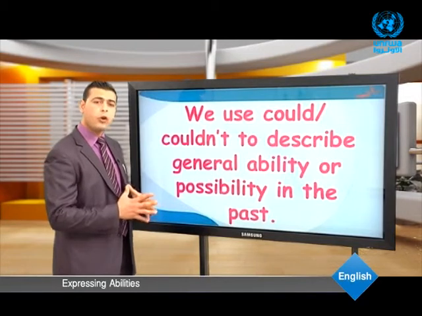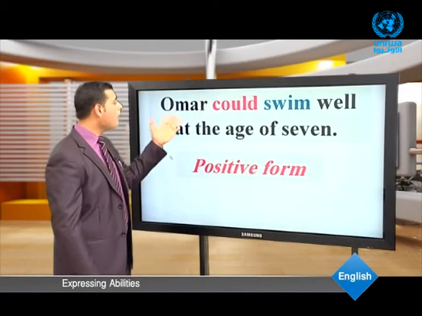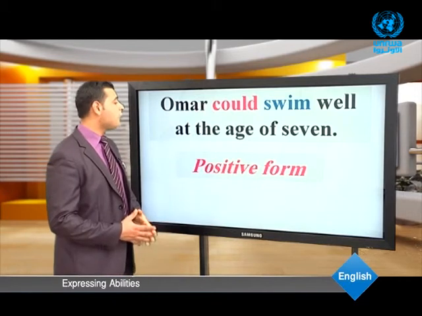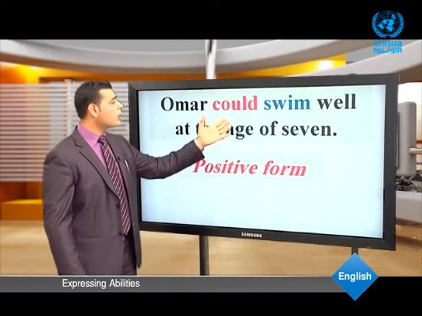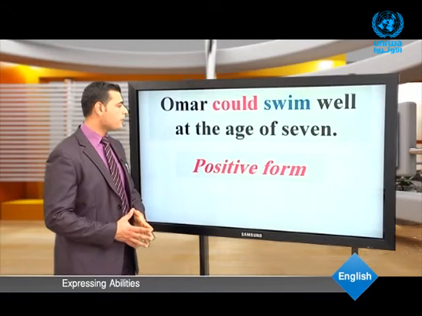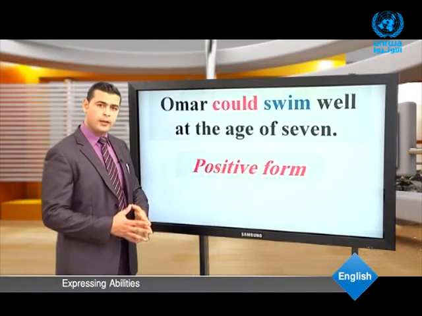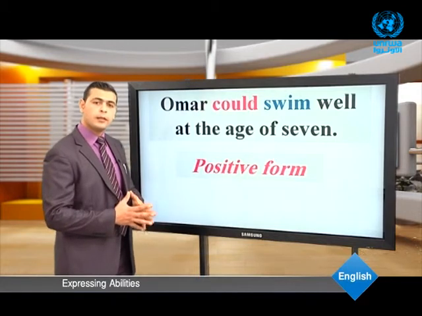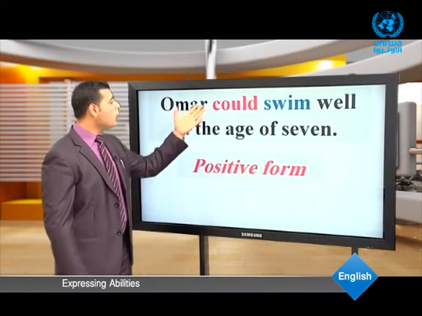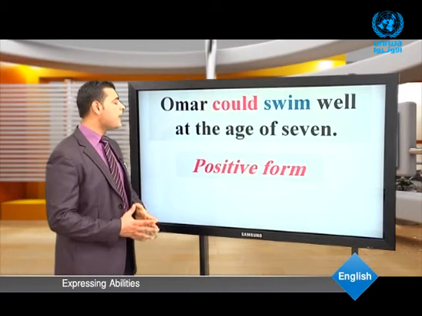Let's look at the positive form of could. Omar could swim well at the age of 7. Of course, dear students, this sentence is in the positive form. It is in the affirmative form. Let's read it together. Omar could swim well at the age of 7.